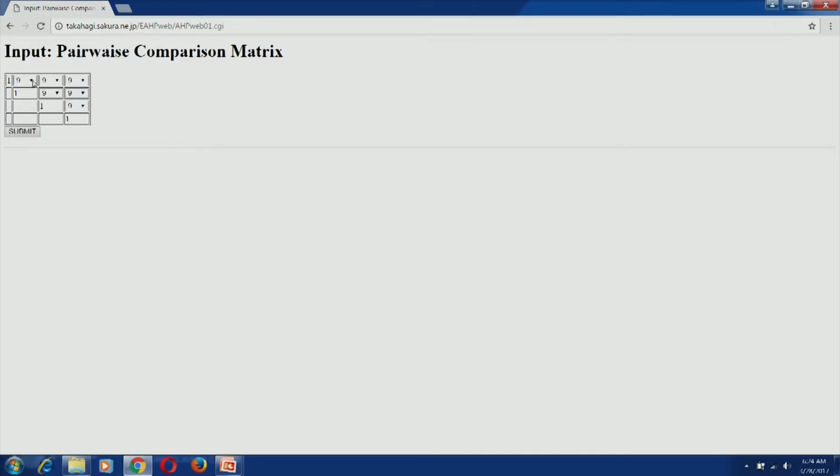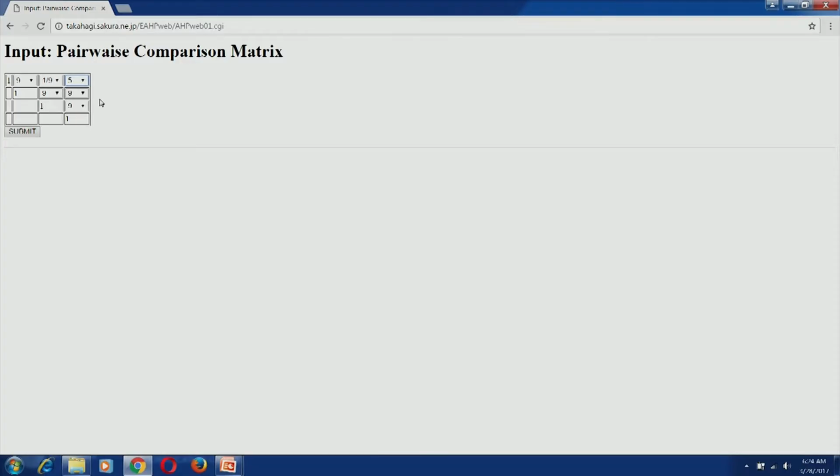Criterion 1 to criterion 2, let us say this is 9. So criterion 2 is 9 times more important than criterion 1. Similarly, criterion 3 and criterion 1: criterion 3 is 1/9 times as important as criterion 1. Then criterion 1 and criterion 4, this is 5. So you can choose any of these values.